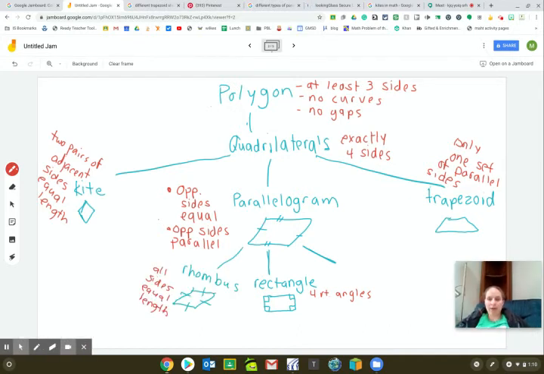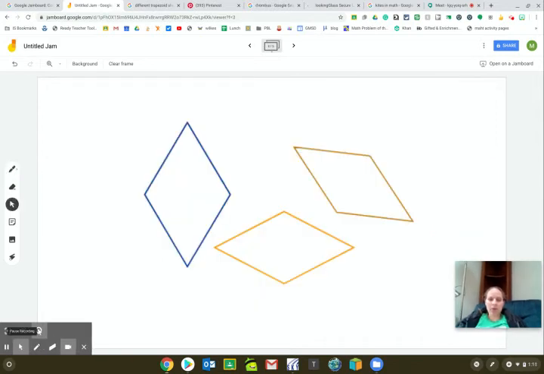The next special type of parallelogram is a rhombus. And a rhombus is a parallelogram, so opposite sides are equal, opposite sides are parallel, but it's special because all sides are equal length. So you'll see here I did my best drawing of a quadrilateral, or sorry, a rhombus. So here are some better examples of rhombuses. So once again, parallelogram, opposite sides are equal and parallel, but I'm using congruent marks to show that all sides are equal. You might say, Mrs. Steffi, that kind of looks like a kite.